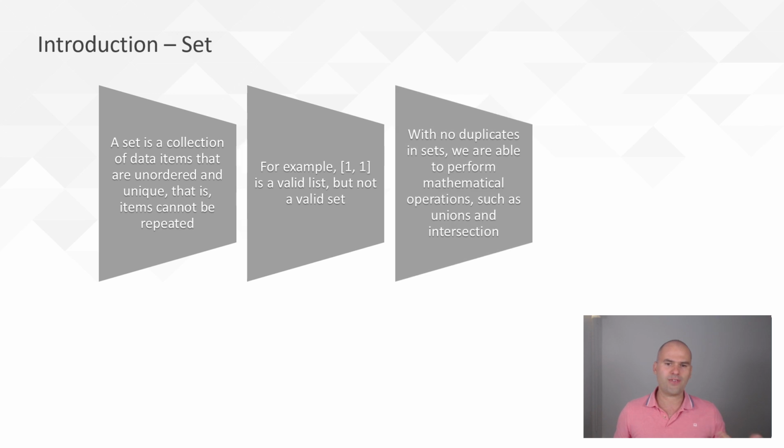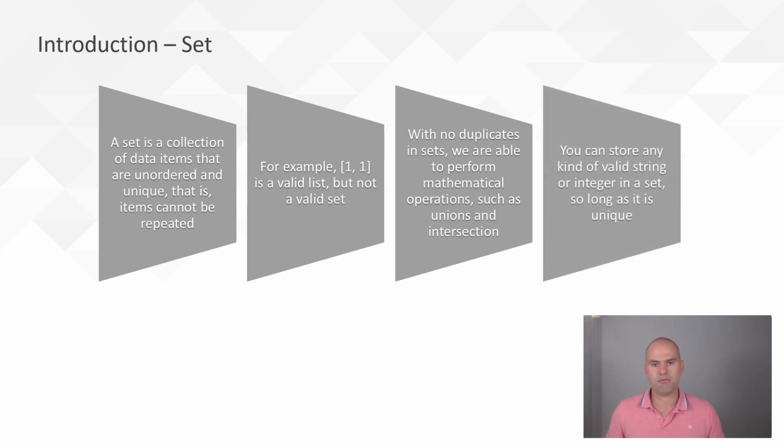Because of this feature, sets essentially have the same properties as sets in maths, which we've done, if you remember those Venn diagrams. So A union B, A intersection B, A difference B. As for what to put in sets, basically any valid strings or integers will do.